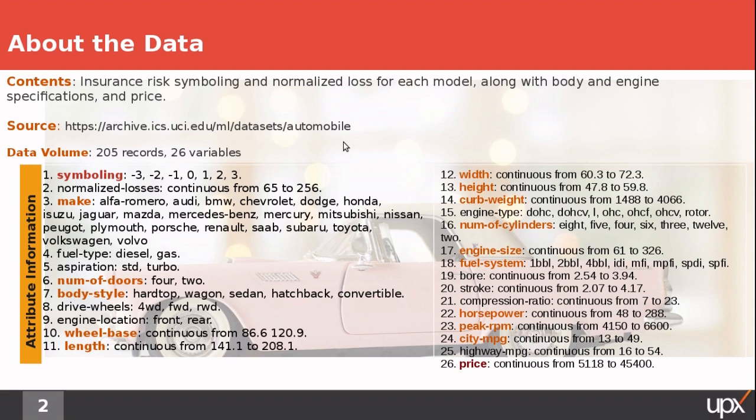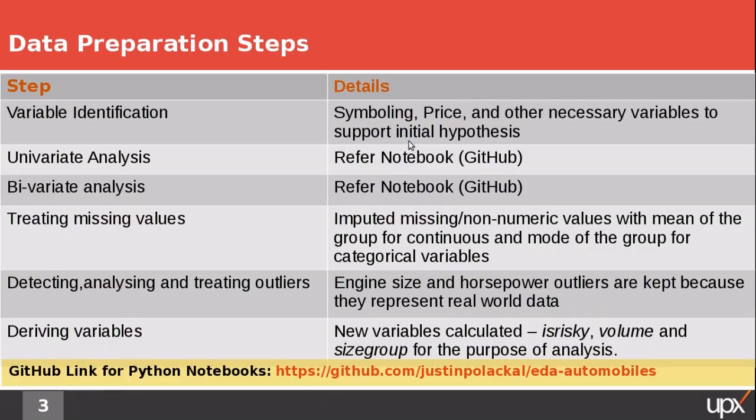In the attributes list, I've highlighted some of the most important variables that I want to use in this analysis. Data preparation steps, variable identification: I used symboling and price as the major variables to be analyzed, and other variables I used to find the relationship between these two. For univariate and bivariate analysis, you can refer to the Python notebooks uploaded to the GitHub location.